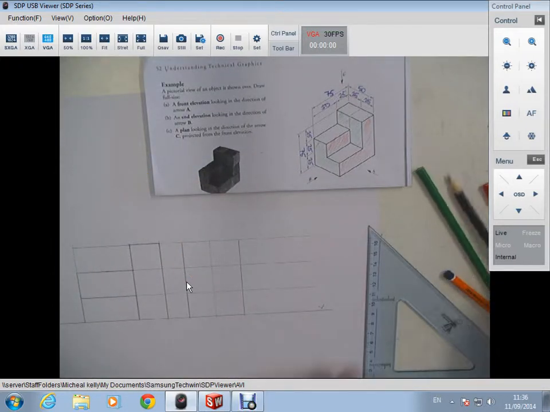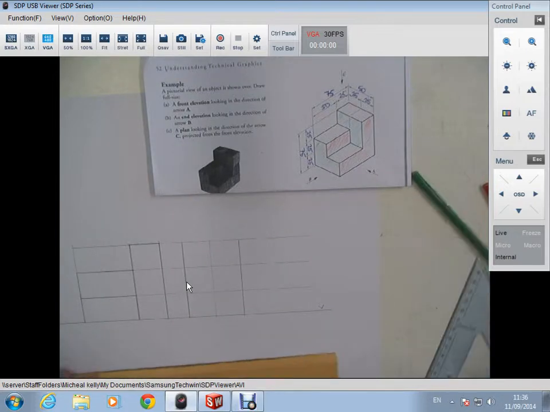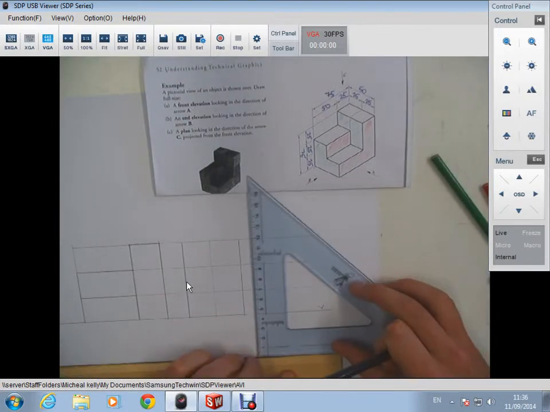I now have all the construction lines necessary to complete that end elevation. So again, I'm going to lean harder on my pencil and go over what the finished view will look like.